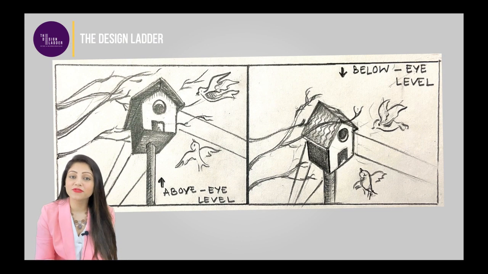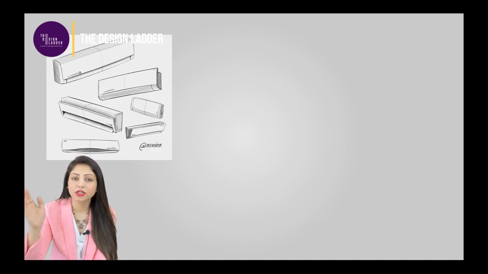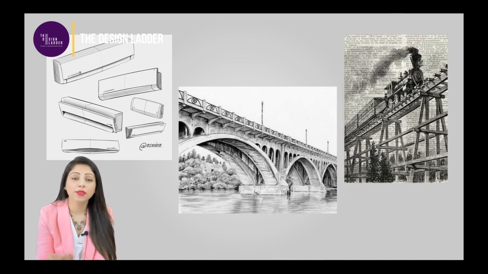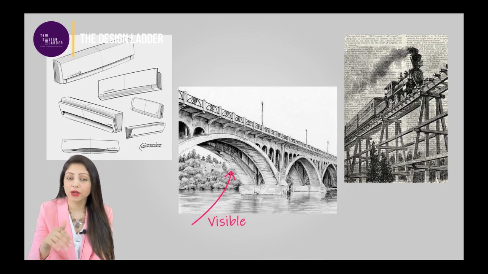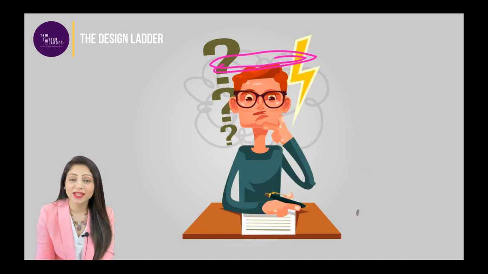Similarly, the drawing would be different for the same object if kept above the eye level or if kept below the eye level. This is where a lot of students get confused and make wrong perspective drawings for the things in the scene, like an air conditioner which is hanging on the wall, or an overhead bridge, or a train running on the metro bridge. What surface of the object would be visible to us and what would not be? They don't analyze it correctly, and then they don't understand why their drawings are looking weird or unrealistic.